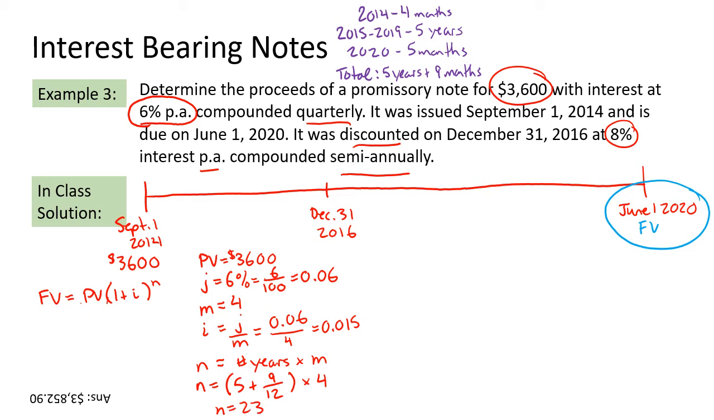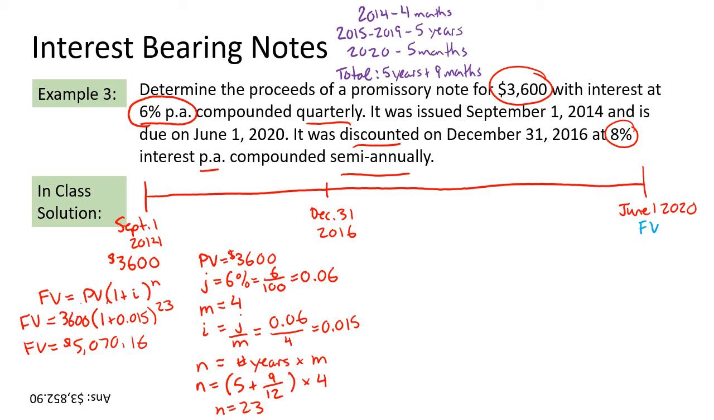So now we know all the variables. We can calculate our future value. And that's equal to our present value, which is $3,600, multiplied by 1 plus 0.015 to the exponent 23. So if we calculate that out, we get an answer of $5,070.16. So that is the future value as of June 1st, 2020.